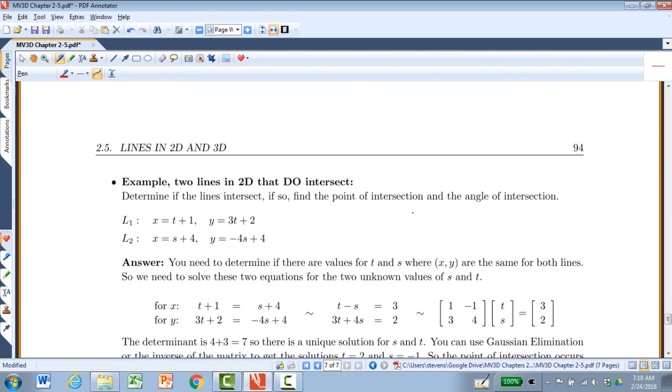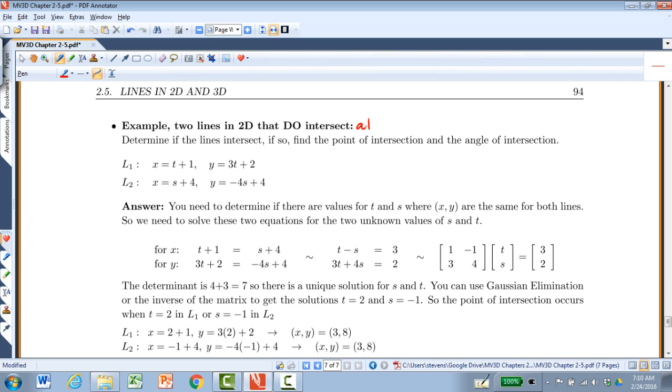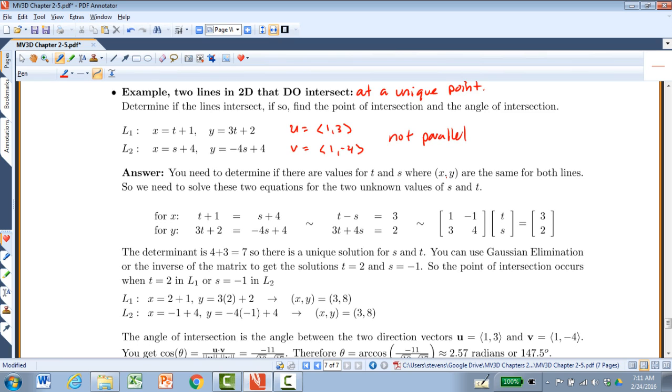Now, on the other hand, if we have two lines that actually do intersect at a unique point, we go through the same process. Again, we don't know ahead of time which situation we have, but it is certainly worth noting that the direction vector, and I'll call it u this time, is 1, 3 for our first line, and the direction vector for our second line is 1, negative 4, and you can see that these two lines are not parallel. So we can expect to get a point of intersection, right, because this is 2D, not 3D.